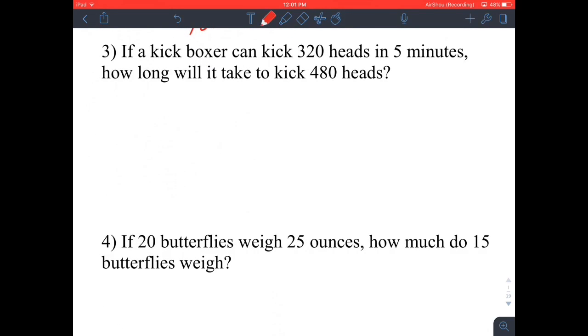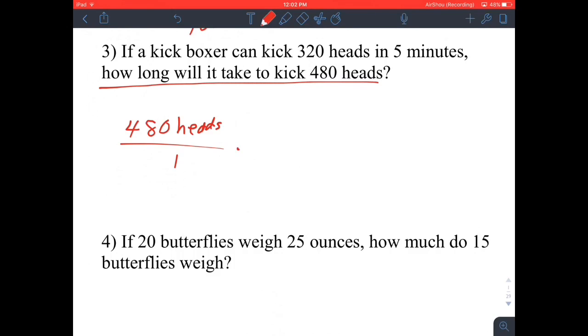If a kickboxer can kick 320 heads in 5 minutes, how long will it take to kick 480 heads? So I'm going to once again just do this as a ratio and multiply it by a series of 1s, or 1, 1 in this case. We got 480 heads that need kicked. I'm going to write it as a fraction.